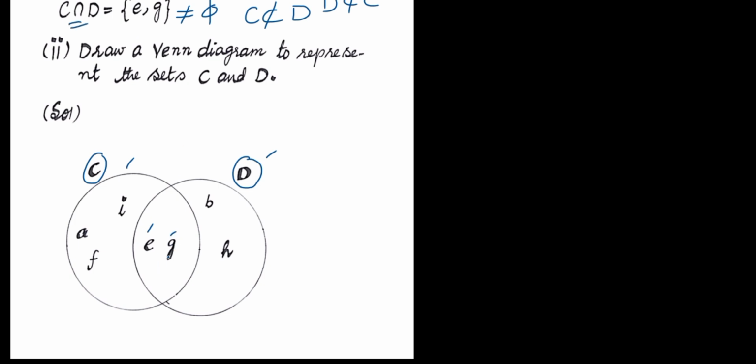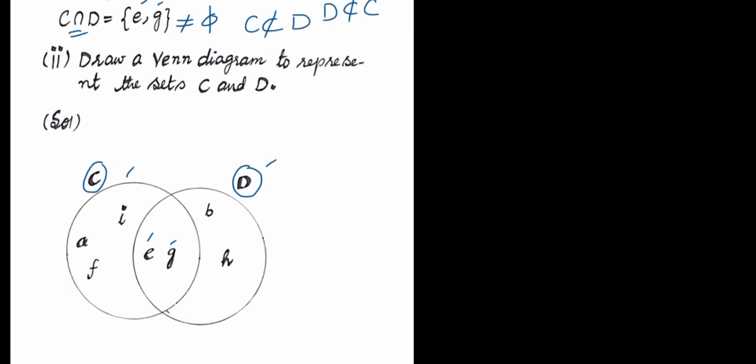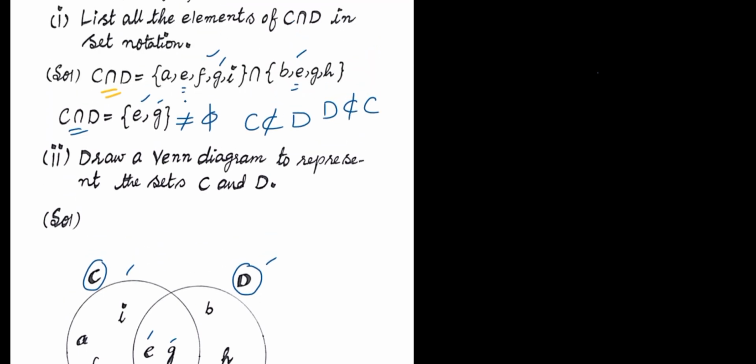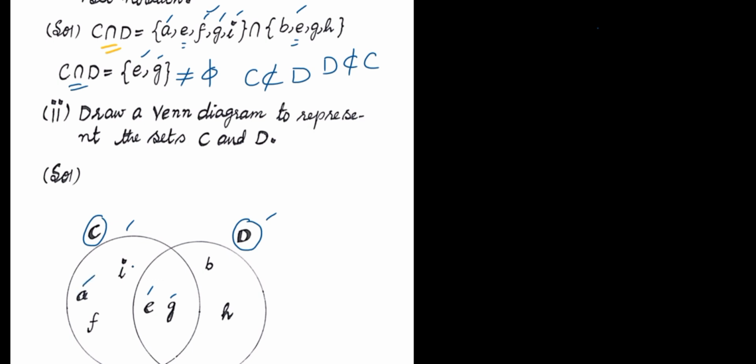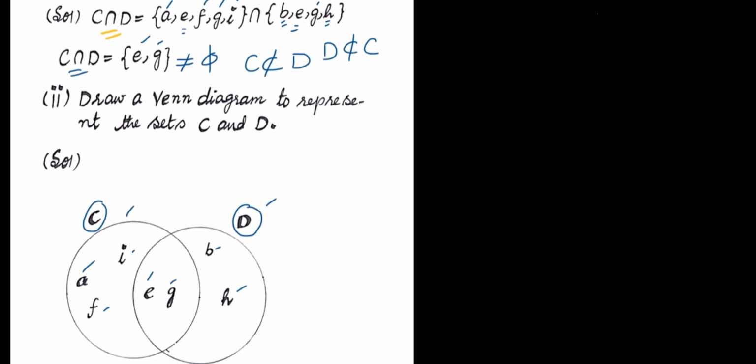Now after E and G, the remaining elements in C are A, F and I. We write these elements in set C, A, I, F. And the second set D, after E and G, has two elements B and H that are here. So this is the easy way to draw a Venn diagram.